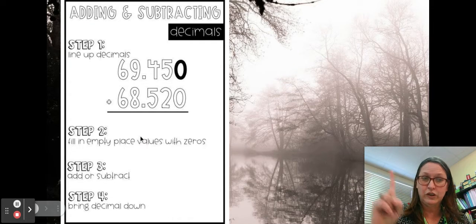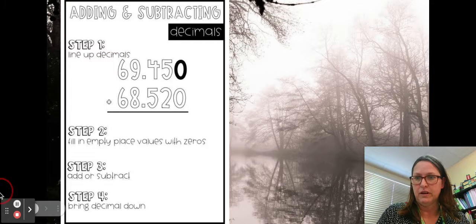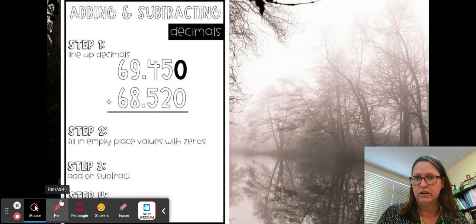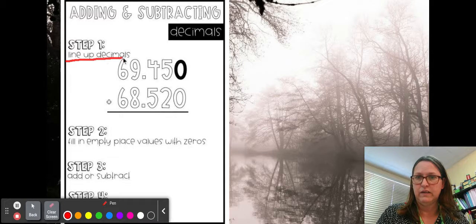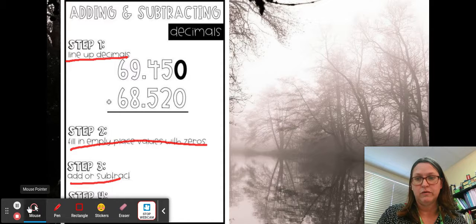The first thing you do is you always line up the decimals. The next thing you do is you fill in empty place values with zeros. And then you add or subtract it like it's a normal math problem, and then you bring your decimal sign down. I will show you a few examples.